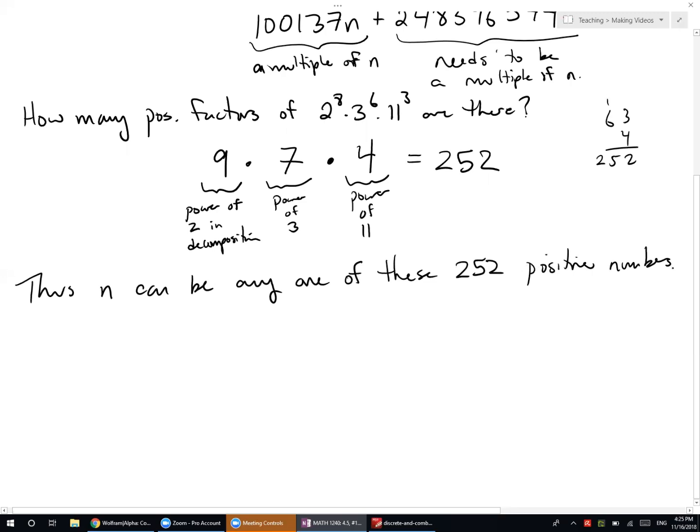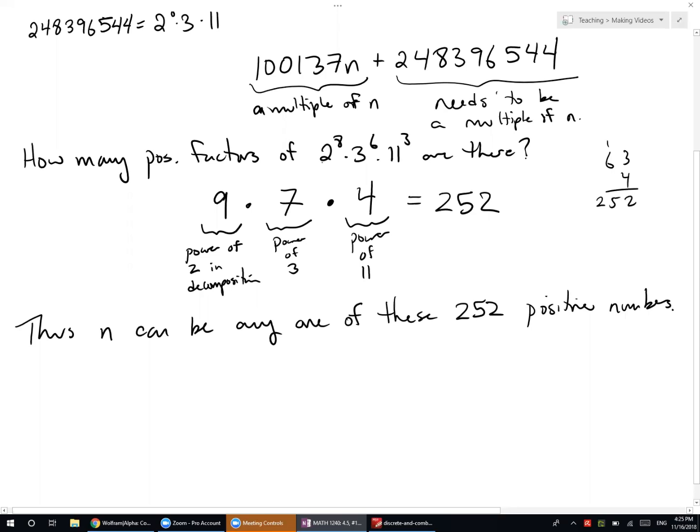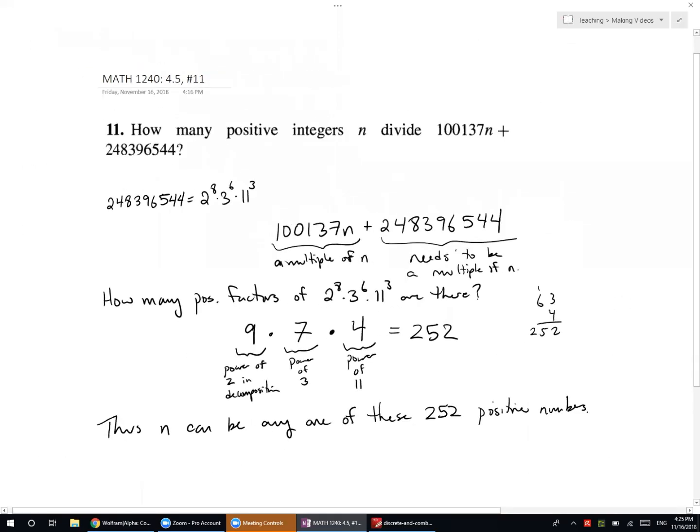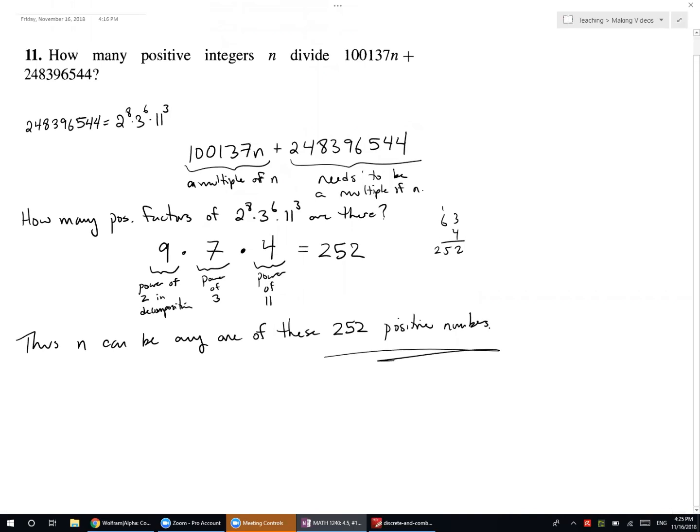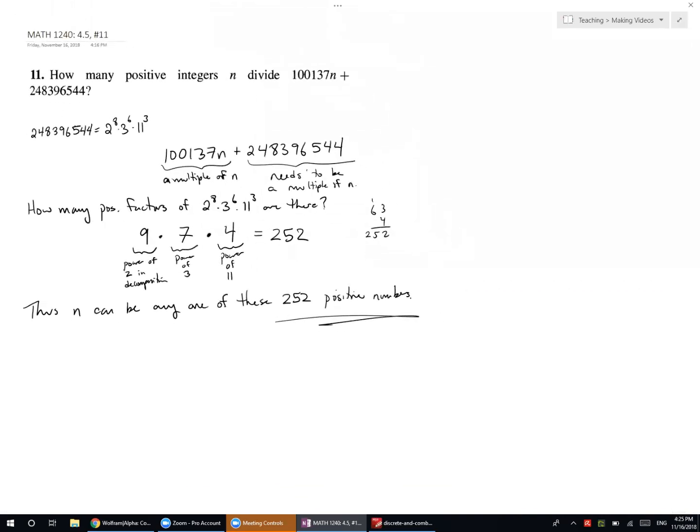The smallest one is 1. Where's the 1 show up? If the power of 2 I chose was 0, the power of 3 I chose was 0, and the power of 11 I chose was 0. In other words, I chose 2 to the 0, 3 to the 0, 11 to the 0. Well, that's something to the 0, something to the 0, something to the 0, it's all to the power of 0. That's 1. And that's it. How many positive integers divide that? The answer, 252 positive integers. I hope that's right. It seems right to me.